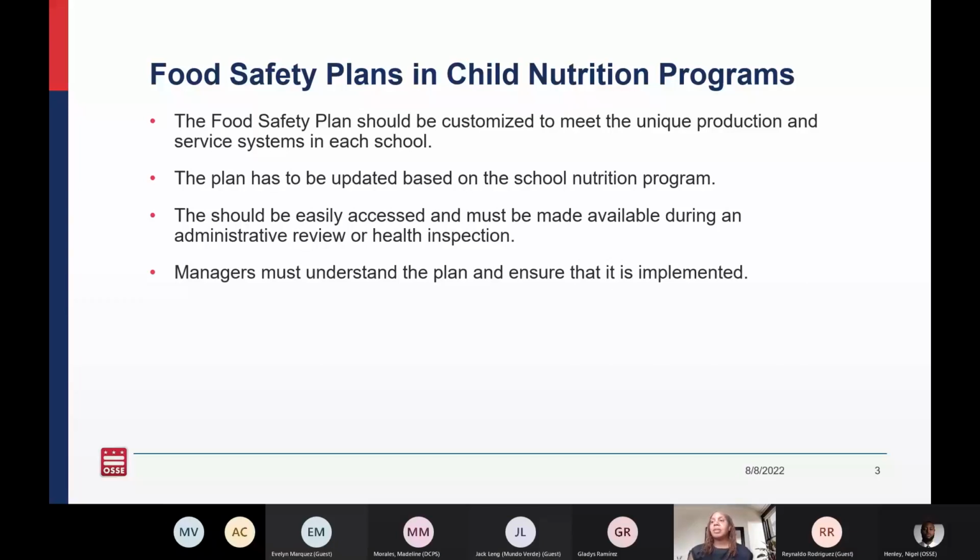They should also be easily accessed and must be made available during administrative review or during a health inspection. We can't stress enough the importance of staff knowing how to find the plan. Managers must understand the plan and ensure that it is implemented. This is in the event that the manager did not create the plan. Sometimes we will see folks take a template and just adapt it for their school, but we also want to make sure that managers understand the plan as it is being adapted. And last but not least, we want to ensure that schools know that the food safety plan is a living document that must be followed and updated as operations change.